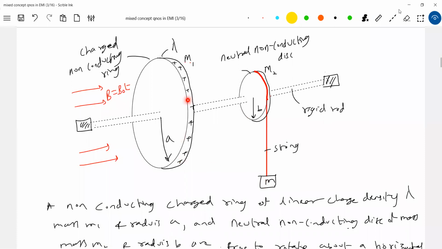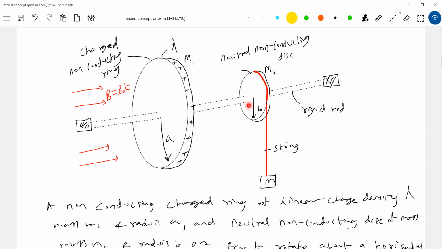Then there's a charged ring. Charge is present. Let lambda be the linear charge density. Let m1 be the mass and a be the radius of the ring, m2 be the mass of the disk, and b its radius. This is neutral; there's no charge. Here I'll switch on a uniform magnetic field B naught t, which will be directed perpendicular to the plane of the ring and also parallel to the axis. Then for equilibrium, what should be the value of m?